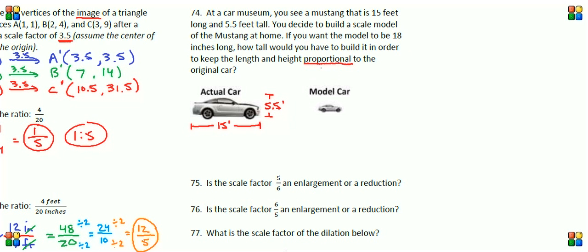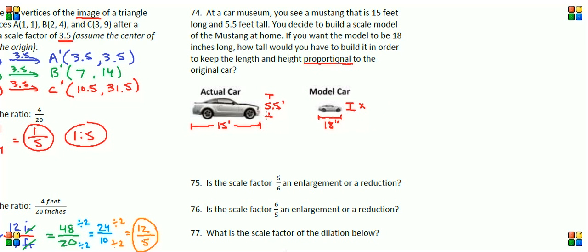Well, proportional means we are doing a dilation. We're going to shrink the car down so we know the height and the length are proportional to the height and length of the actual car. So the question tells us that the length of our model car is going to be 18 inches, and the height of our car is what we don't know. We're going to label that with a variable of x. So let's set up our proportion.